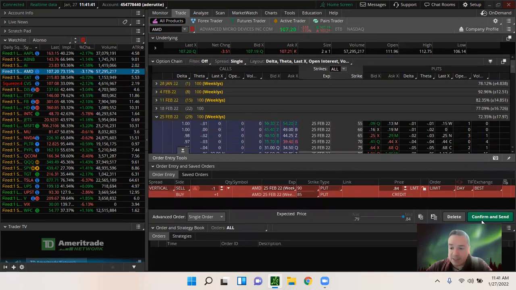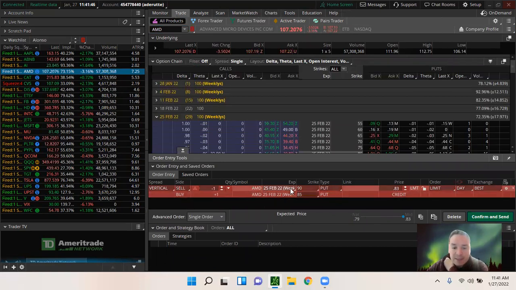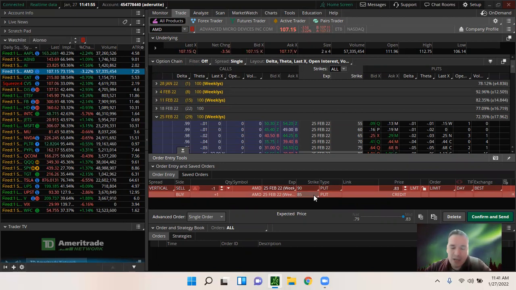So what this means, and you're going to see when I hit confirm and send, right? I'm basically selling a 90 put and I'm buying an 85 put for protection. What does that mean for protection? So as you guys know, a put is the option to sell, right? So if you're buying a put, you're betting that the stock is going down. If you're selling a put, you're betting that the stock is either staying flat or going up.